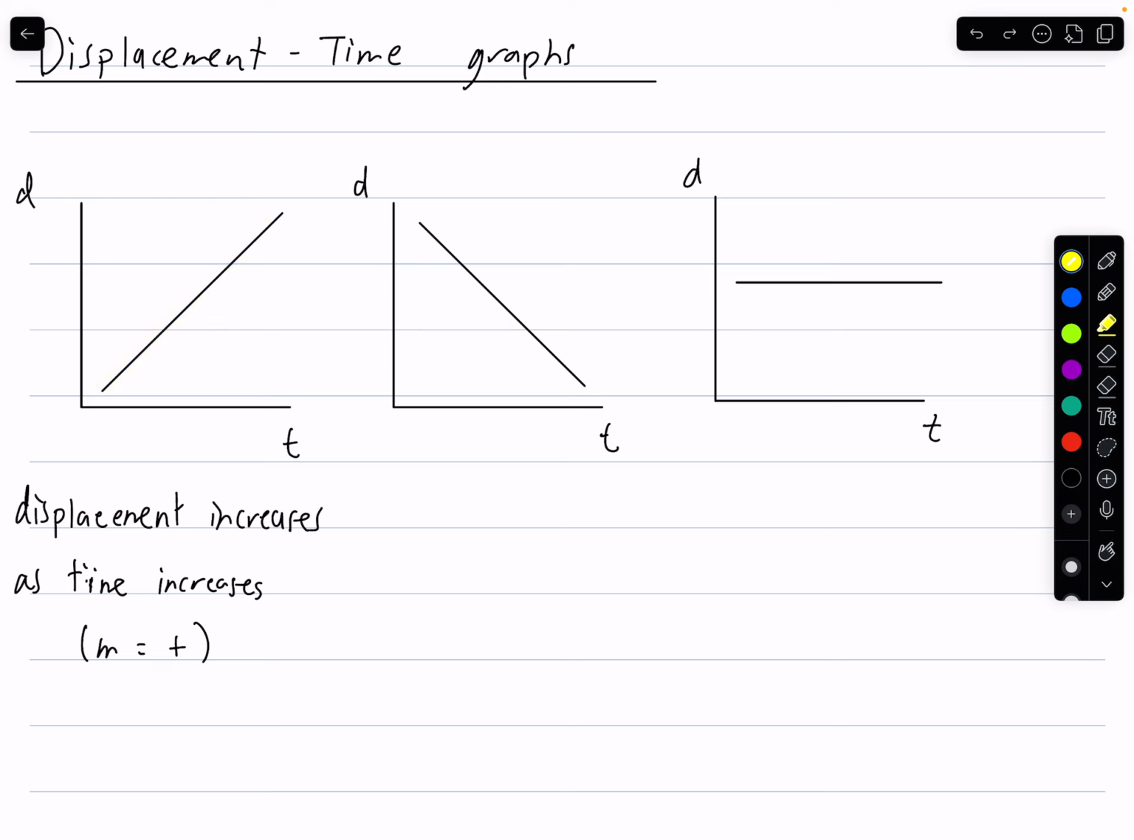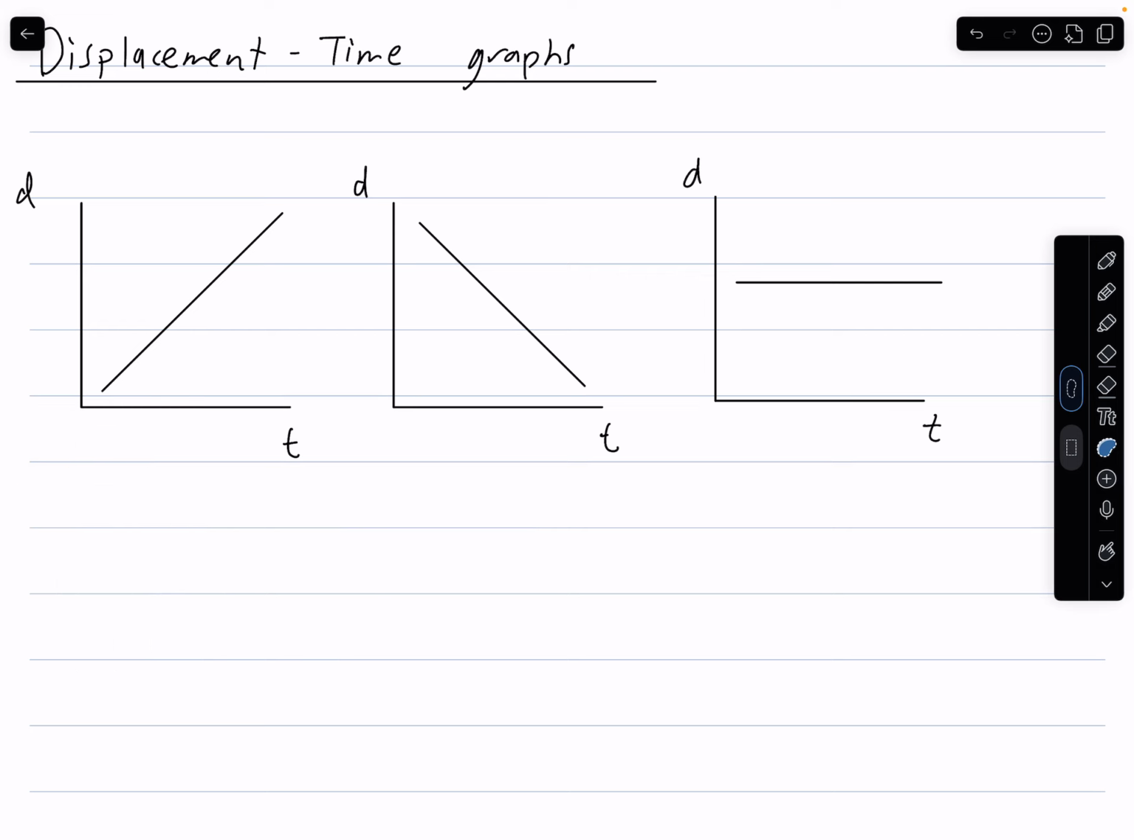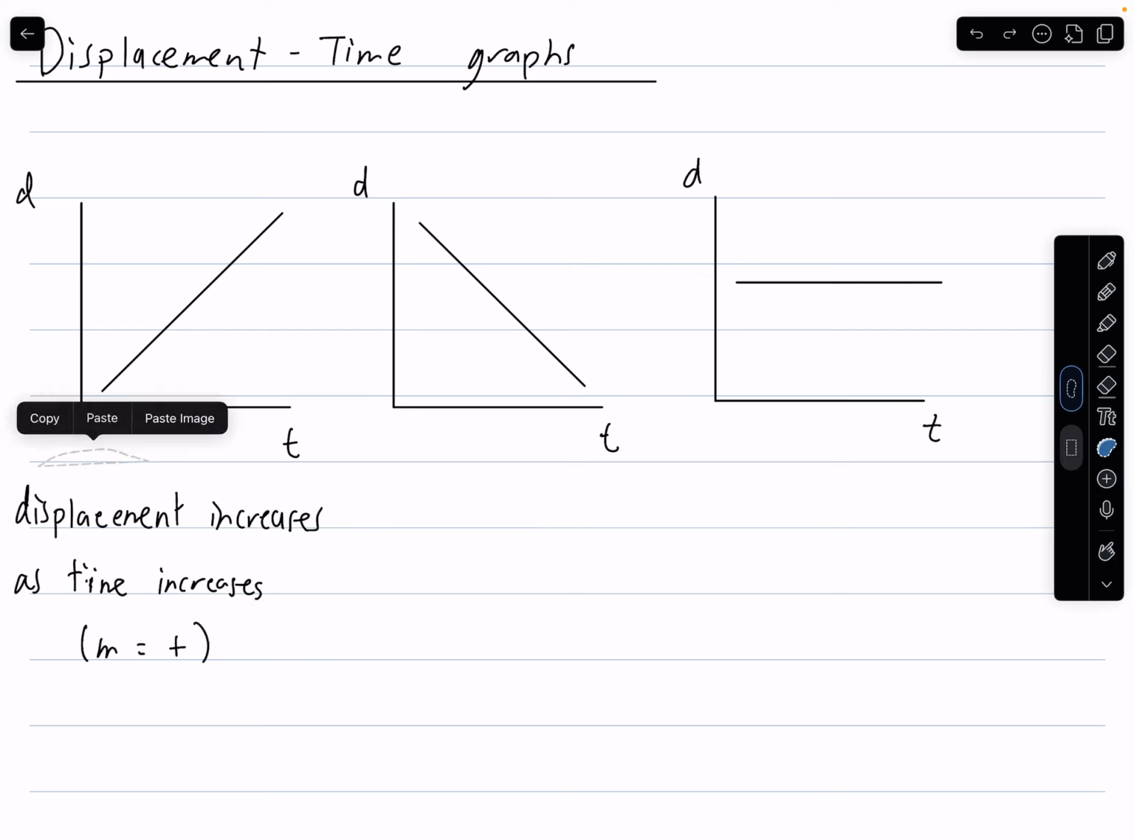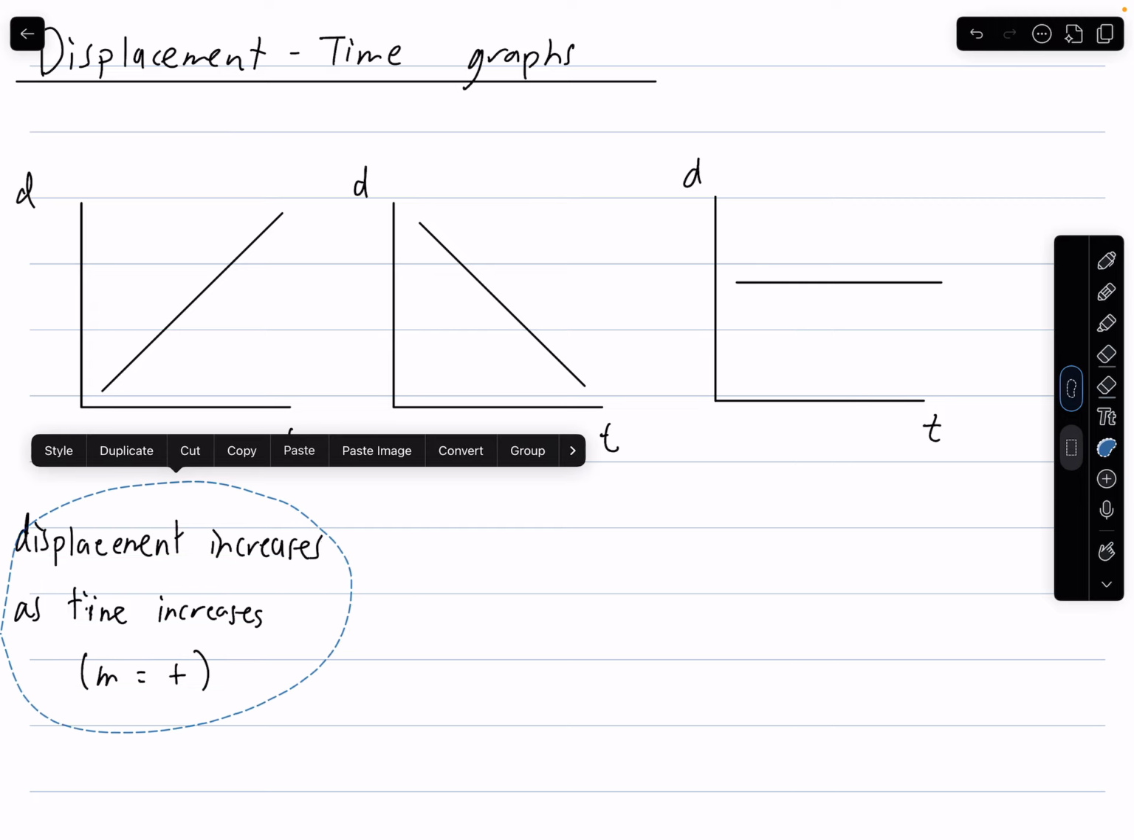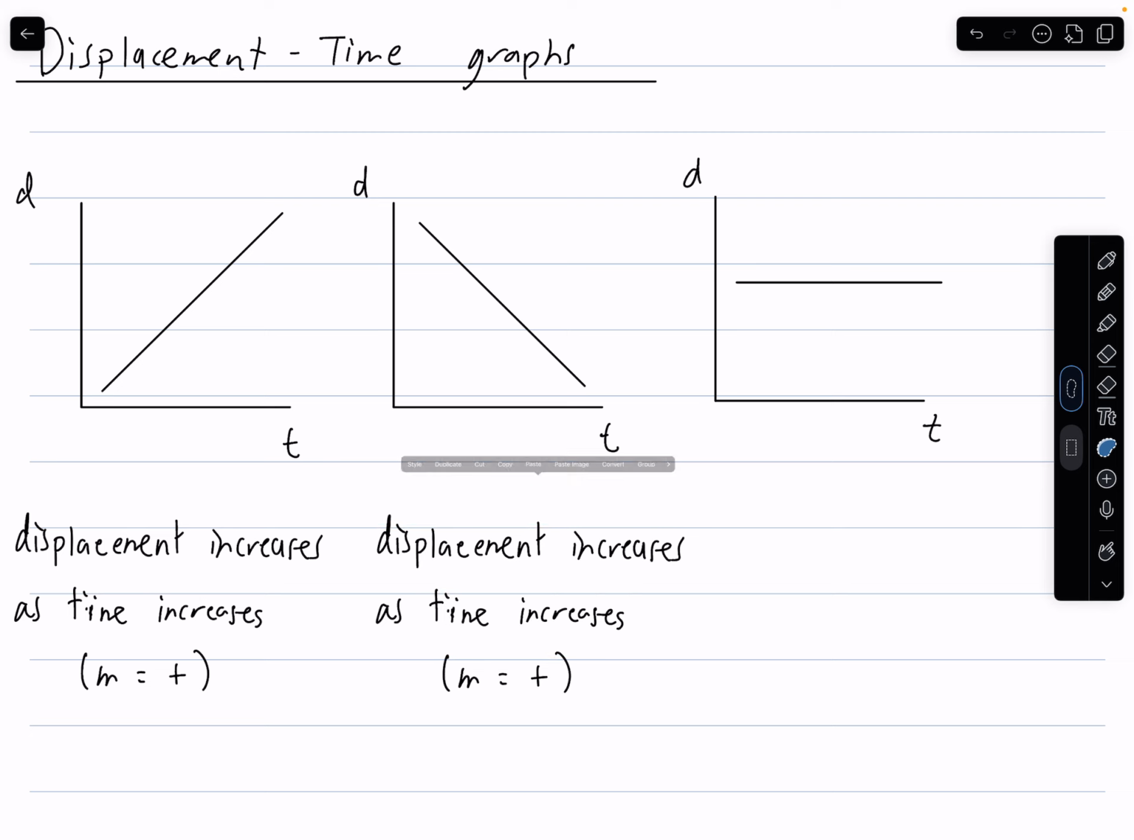Now, from that, another thing we should know is the second graph is very similar. But in this case, displacement is decreasing, not increasing. Therefore, the slope is negative. Okay, so one is displacement is increasing, it's a positive slope. The other is displacement is decreasing.